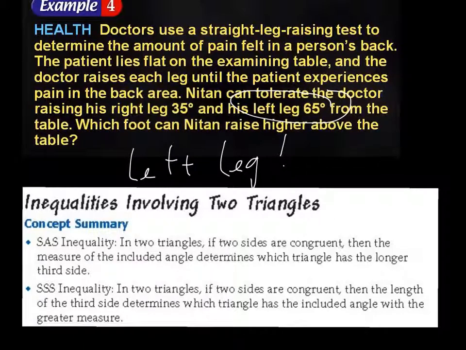In summary, we looked at the angle-side inequality in two triangles. If two sides are congruent, then the measure of the included angle determines which triangle has a longer third side. And the side-side-side inequality in two triangles: if two sides are congruent, then the length of the third side determines which triangle has the included angle with the greater measure.